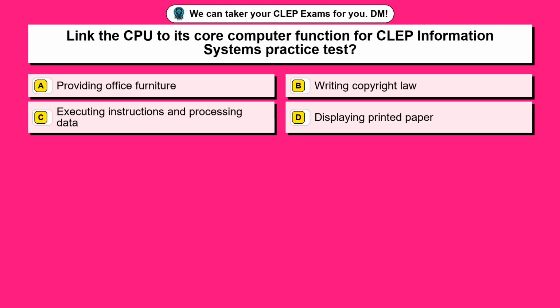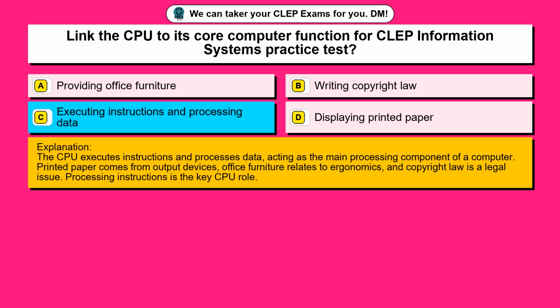Question 51. Link the CPU to its core computer function for CLEP Information Systems practice test. Option A. Providing office furniture. Option B. Writing copyright law. Option C. Executing instructions and processing data. Option D. Displaying printed paper. The correct answer is option C. Executing instructions and processing data.